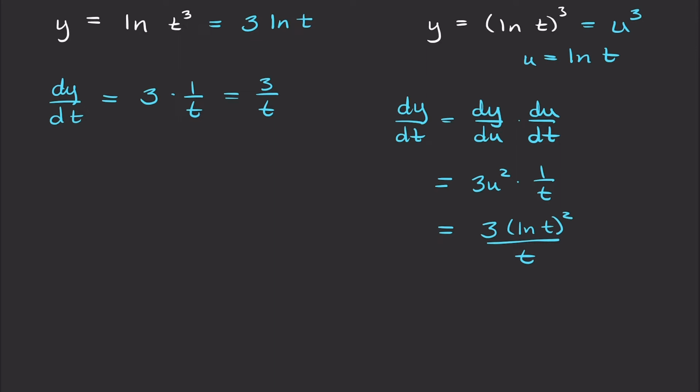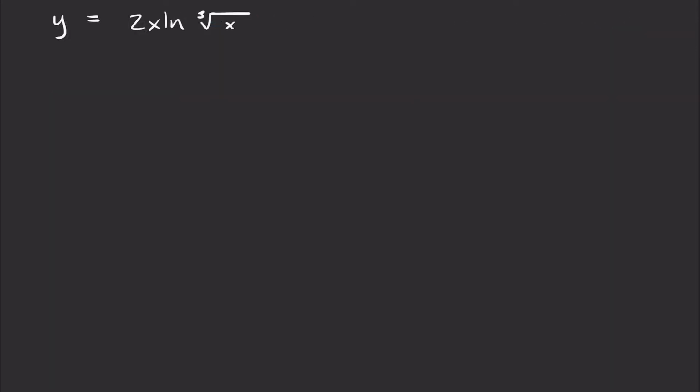So these are very different, so make sure that you pay attention to where your exponent is in respect to your natural log. In the next problem, we have y equals 2x times the natural log of the cube root of x. So I first want to rewrite this a bit. So this is going to be 2x times the natural log of x raised to the 1/3 power. Well, now that this is the natural log of x to some power, I can bring it out in front using the properties of logarithms. So this is going to be 2x times 1/3 ln x.